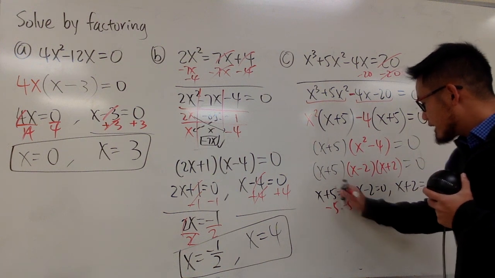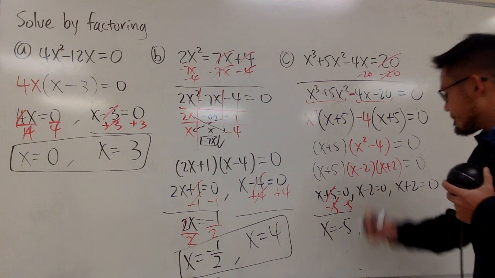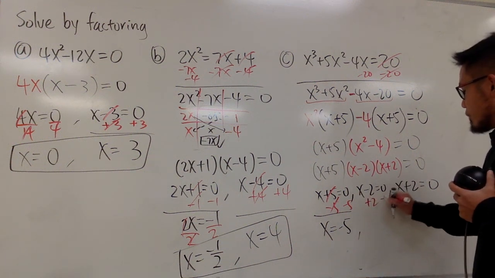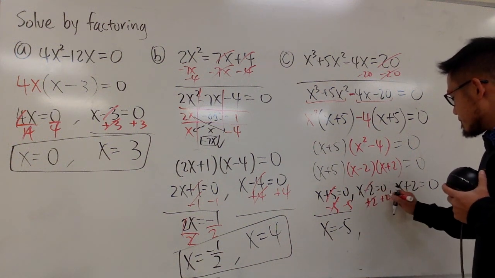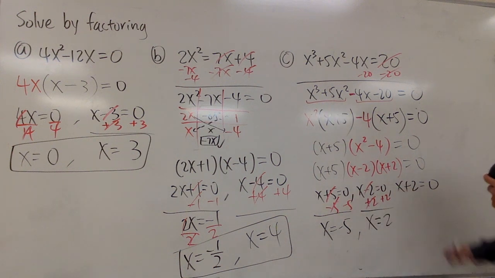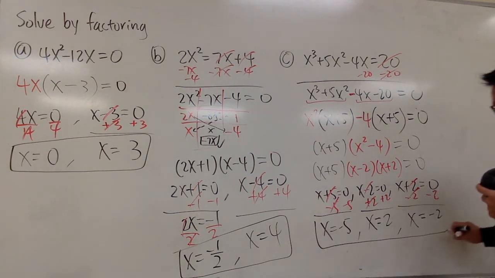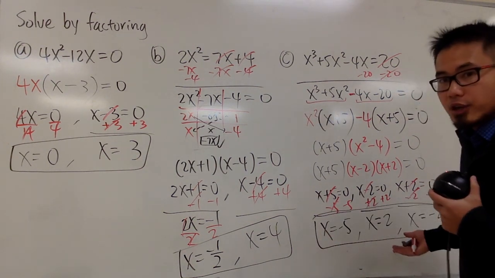Minus 5 on both sides. So this is the first answer. X is equal to -5. For the second one, we add 2 on both sides. So we have the second answer. X is equal to positive 2. As for the last one, minus 2 on both sides, we end up with x is equal to -2. Okay? So in this case, we end up to have 3 different answers.